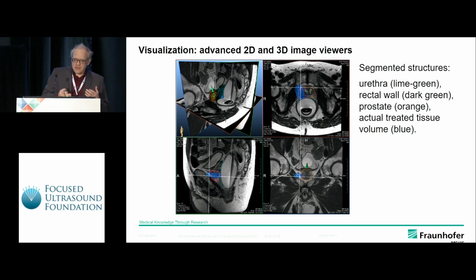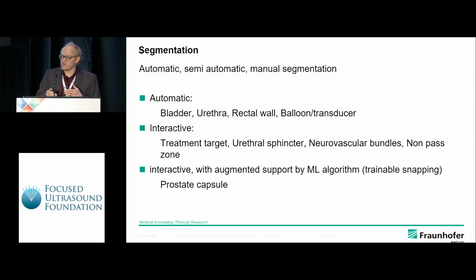And another interesting tool is a good visualization in 2D, 3D with all the segmented structures. And for this, we have a segmentation tool. You have automatic segmentation, semi-automatic segmentation, and manual segmentation. Automatic segmentation covers the bladder, the urethra, rectal wall, and so on. Interactive is more complicated. The treatment target has to be defined, and the neurovascular bundle especially.